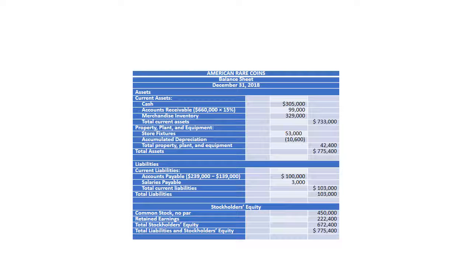Retained earnings, net income would increase retained earnings to $266,400 for the net income, but then dividends decreases it by the $44,000. So if you take $266,400 minus $44,000, that gives you your balance in retained earnings of $222,400. So the total stockholders' equity is $672,400. Add that to your total liabilities, and you get total liabilities and stockholders' equity of $775,400.